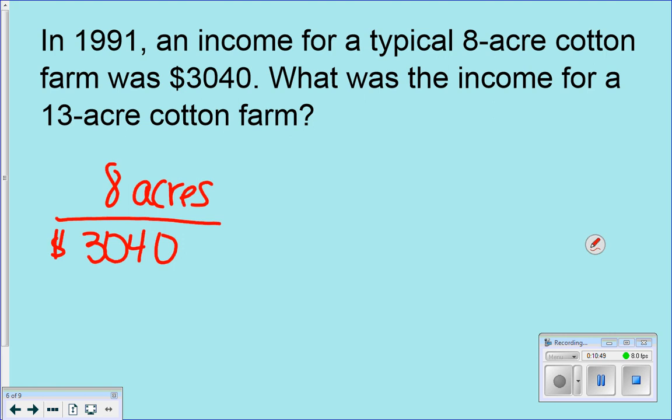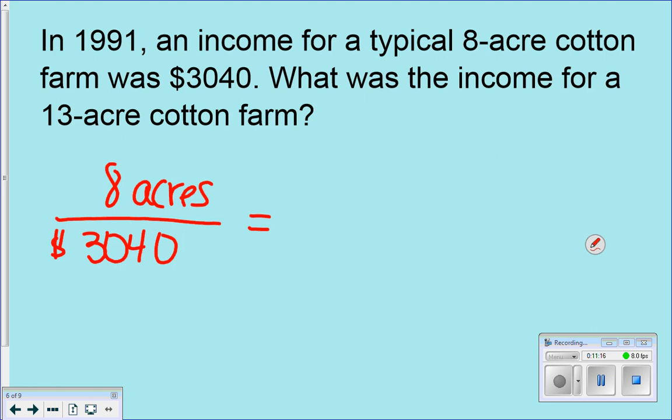You're always, always, always going to be given a rate. Every single time you're going to be given some sort of rate. And what I want you to do, you have to label. It's so important to label everything in that proportion. And I'll tell you why next. Okay, and then I'm going to have an equal sign, because that's how proportions are.